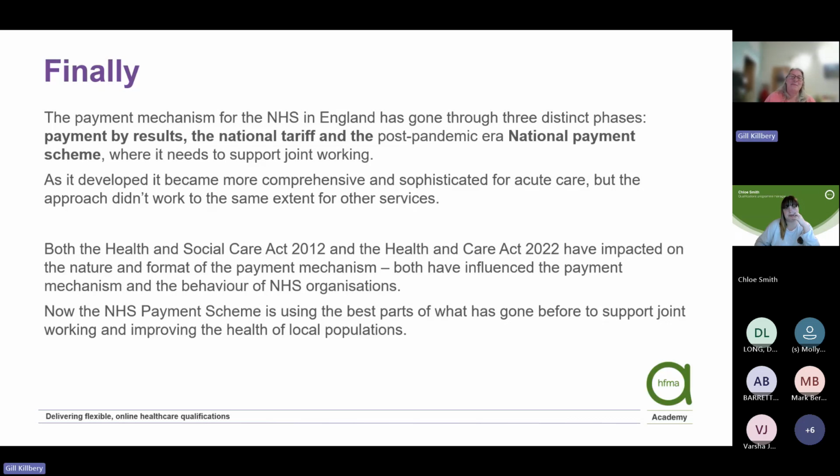The payment scheme that we've got at the moment is trying to use the best parts of what's gone before to support that joint working and improve the health of our local population. But it's difficult and it needs us all on board to be able to do it.